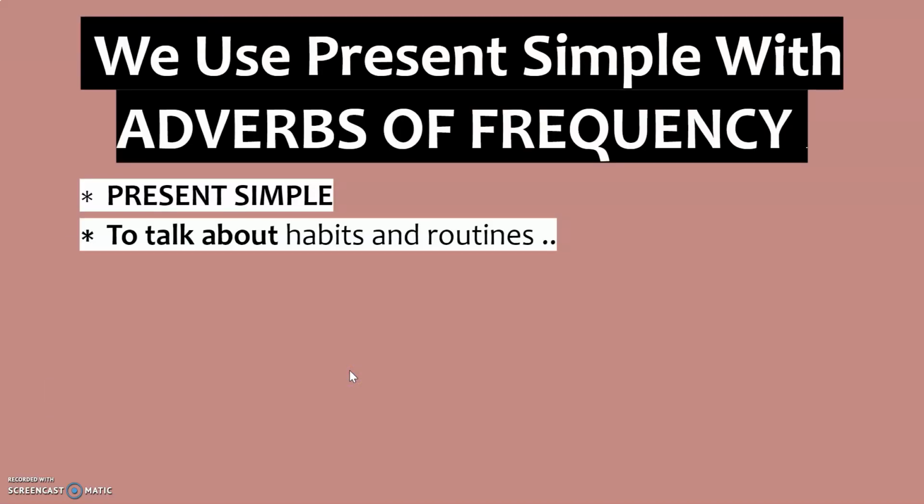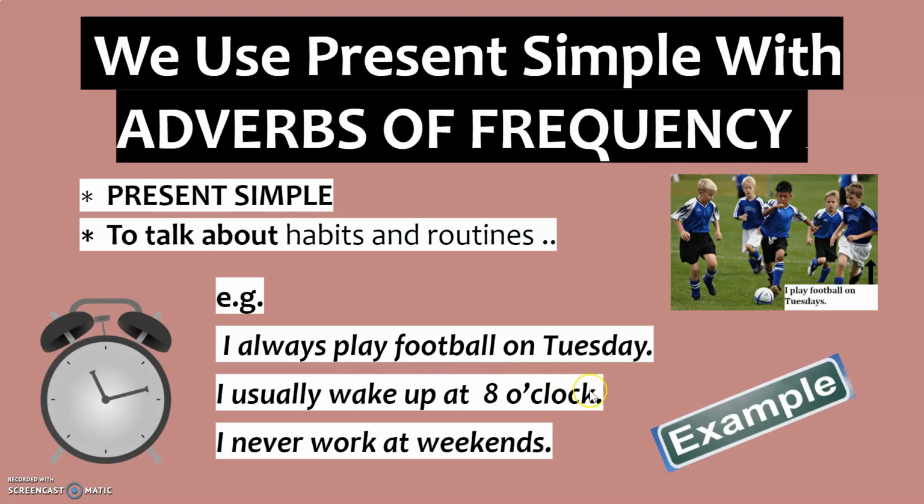Okay, and we usually use the present simple tense with adverbs of frequency, because remember, the present simple tense is what's used to talk about habits and routines. So here are some examples. I always play football on Tuesday. I usually wake up at 8 o'clock. I never work at weekends. Present simple with adverbs of frequency.